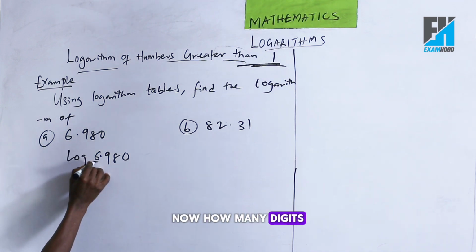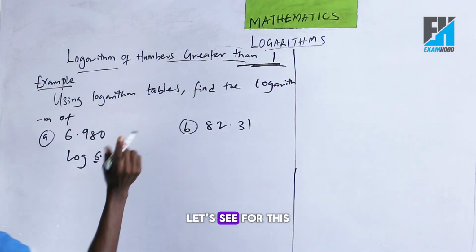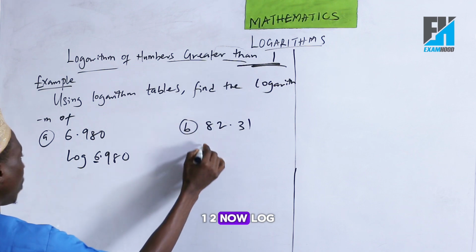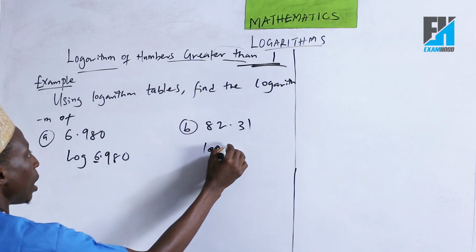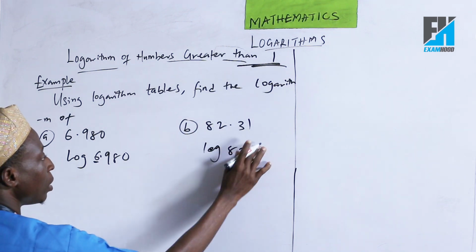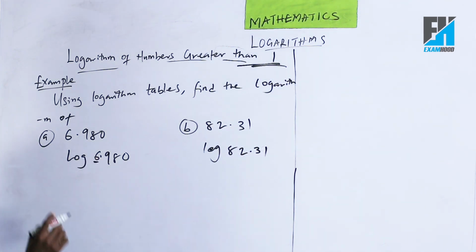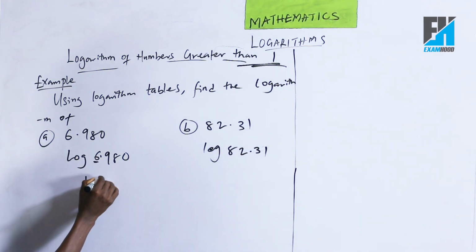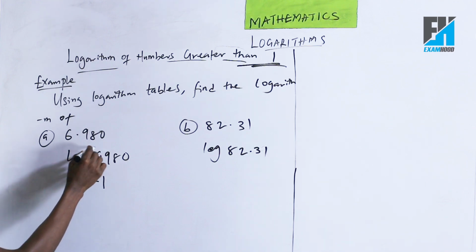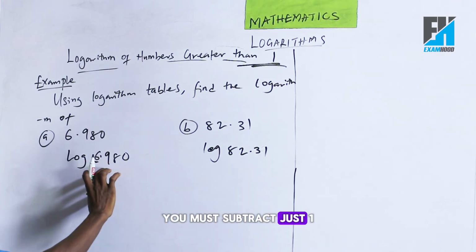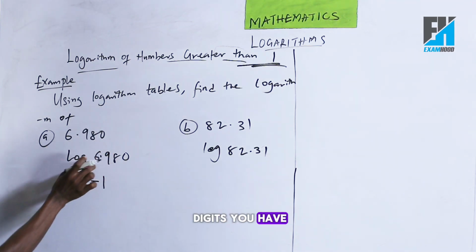Now, how many digits do we have here? We have just one, isn't it? Let's see for this. We have 2, right? 1, 2. Now, log 82.31, right? Now, for this, you have just 1. You will say 1 minus 1. You must subtract just 1 from the number of digits you have before the decimal point.